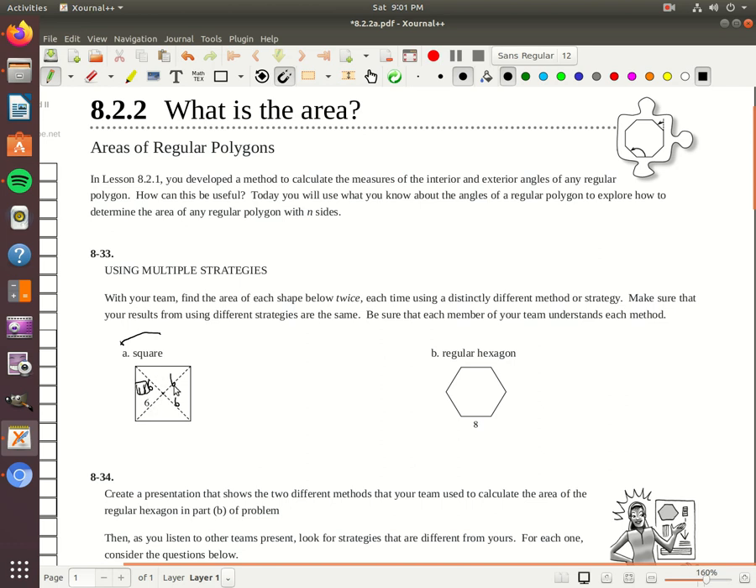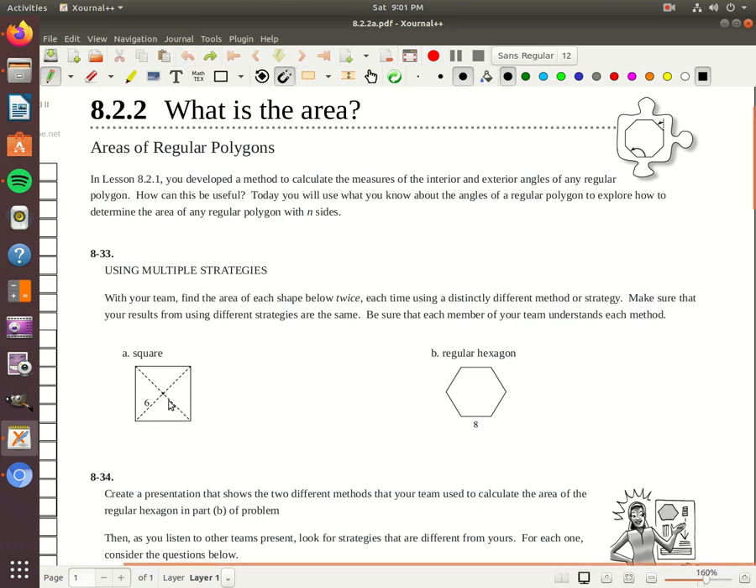And I have 1, 2, 3, 4 of them. So 18 times 4 is 72. That's certainly one way that I could do that. By the way, I'll say there's so many ways you can figure out the area here. It's ridiculous.